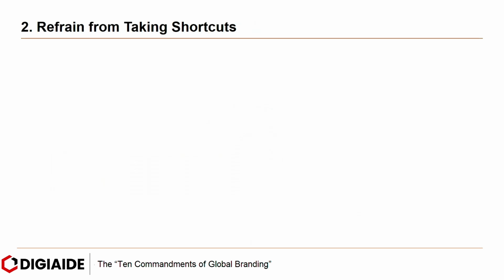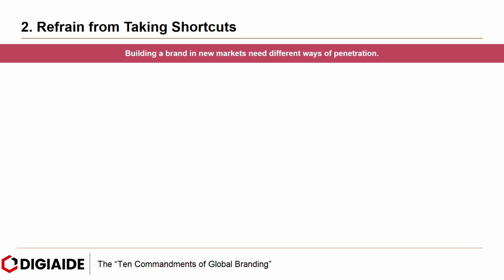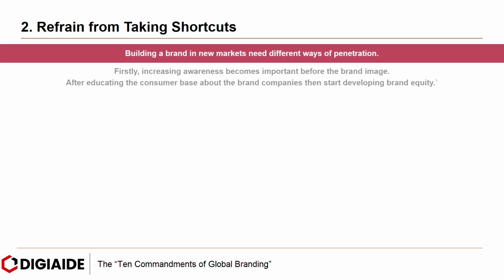Moving on to the second commandment, that is, refrain from taking shortcuts. Building a brand in new markets needs different ways of penetration. Firstly, increasing awareness becomes important before the brand image. After educating the consumer base about the brand, companies then start developing brand equity.